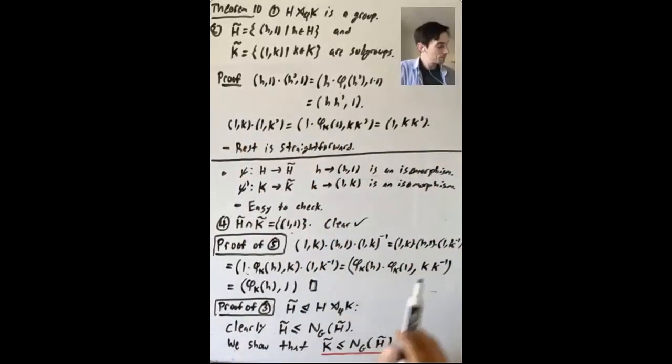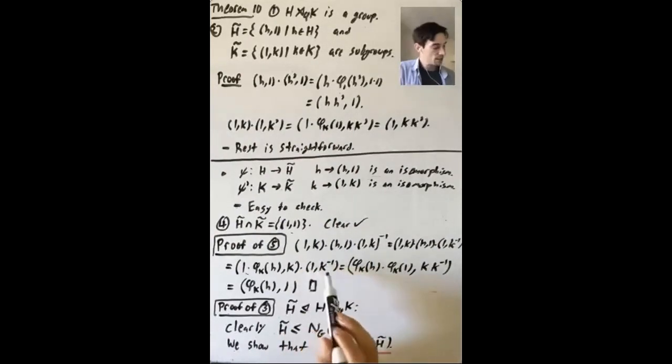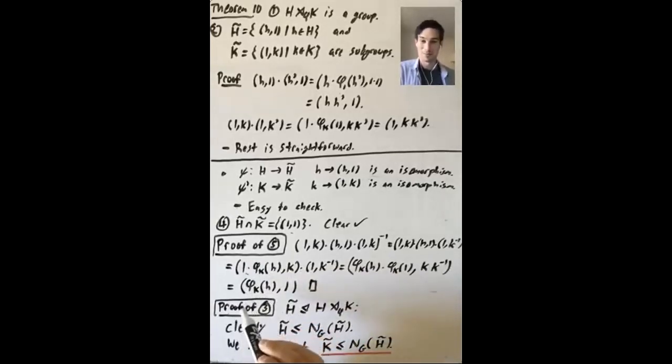All right, so let's multiply the first two terms and then multiply by the third one at the end. We get (1 times phi_k applied to h, k times 1), which is just k. We now multiply by (1, k inverse). So this is (phi_k of h times phi_k applied to 1, and then k inverse). And this is just (phi_k of h, 1), which is the formula that we were trying to prove.